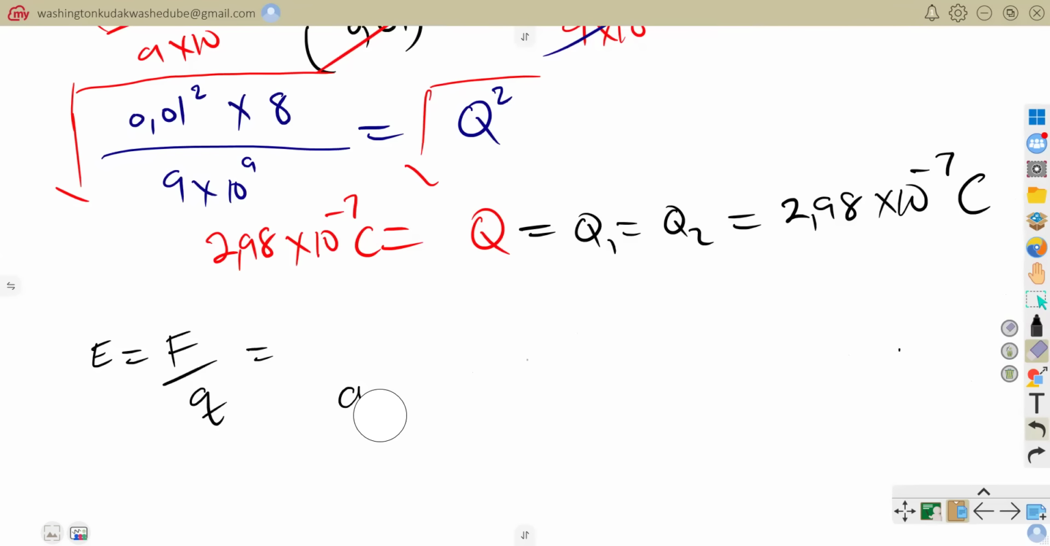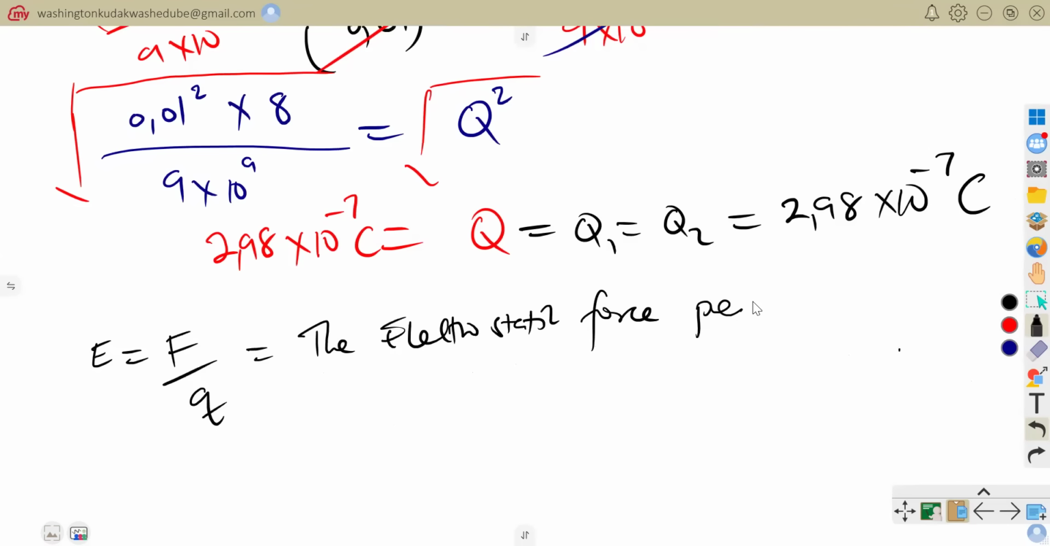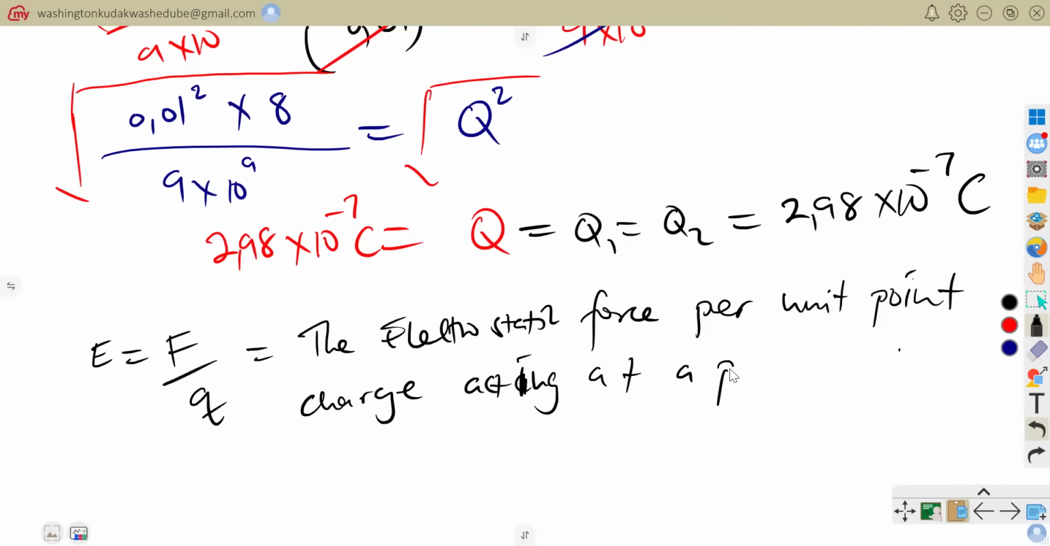So maybe I can actually get to write it correctly here. The electrostatic force per unit point charge acting at a point. That is what the electric field is. This is the definition of the electric field.